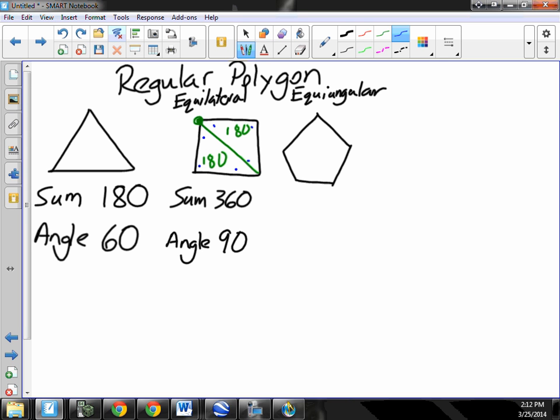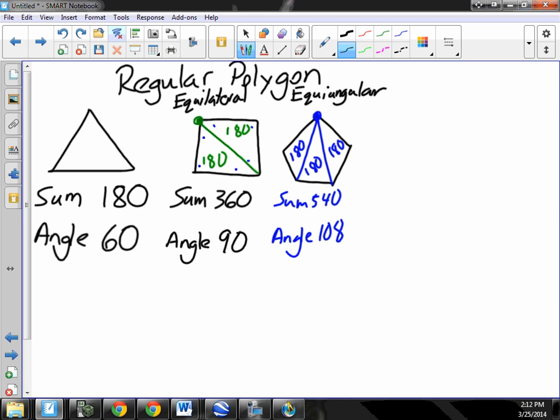So in a pentagon, you just pick a vertex and draw all of the diagonals. And each one of those triangles has an angle sum of 180. So what is 180 times 3? So the sum is 540. How do we calculate the size of each angle? Divide 540 by 5 equal angles, and we get each angle is 108.